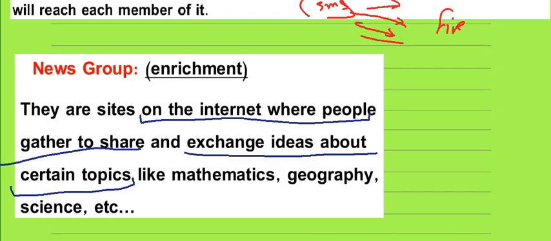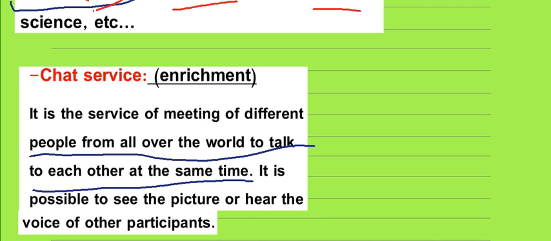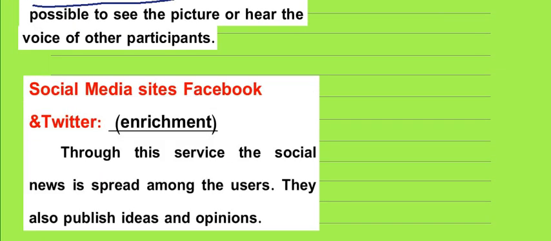Groups on the internet where people gather to share and exchange ideas about certain topics like mathematics, geography, science, and so on. Another service, chat. People from all over the world talk to each other at the same time. Chatting. Social media like Facebook or Twitter. Through the service, social news spreads among the users.